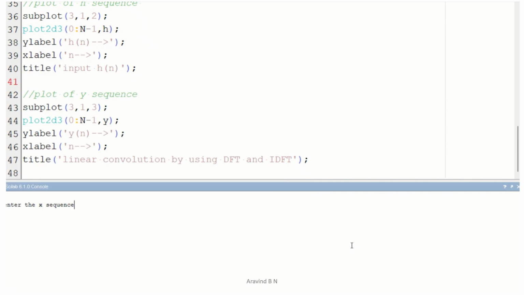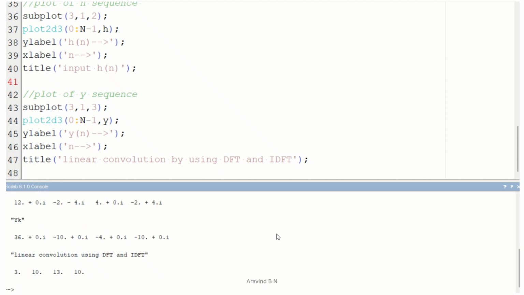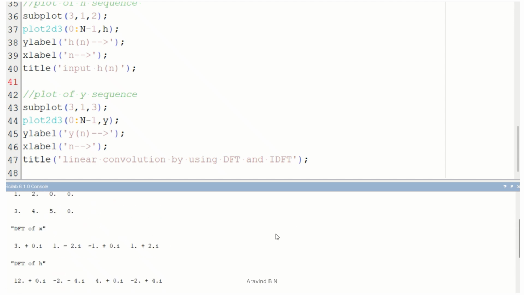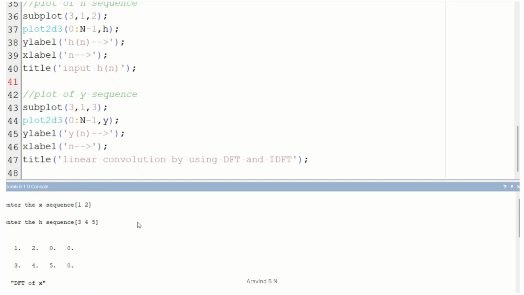Now here we have to give the input. So 1, 2, then for the sequence h, 3, 4, 5 we are going to provide. Now this is what the solution we are going to have. Right, these are the input sequences that we had given after putting zeros. So this is the sequence x and this is the sequence h we are going to have.